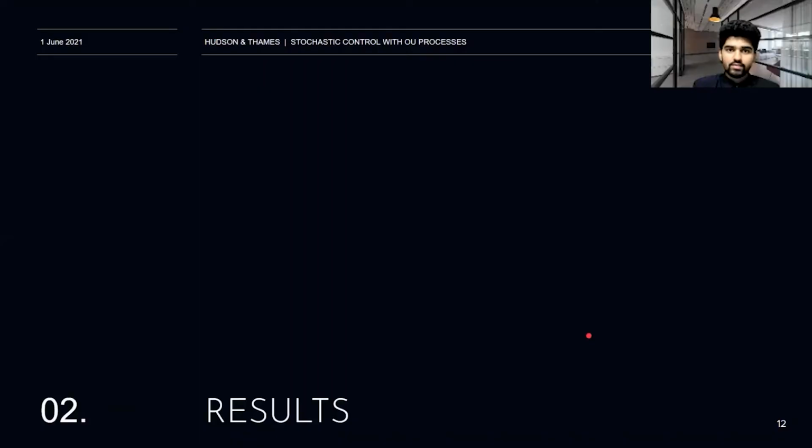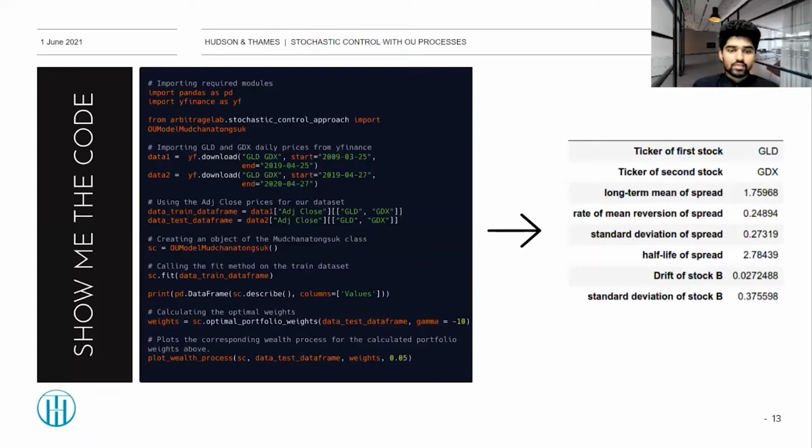So next, let's look at the results of this model. It's a pretty simple model comparatively, considering the other stochastic control-based models. So let's look at the results. Firstly, let's look at the code that can be used to generate the results. The OU model Mudchanatongsuk class is under the stochastic control approach submodule inside ArbitrageLab.